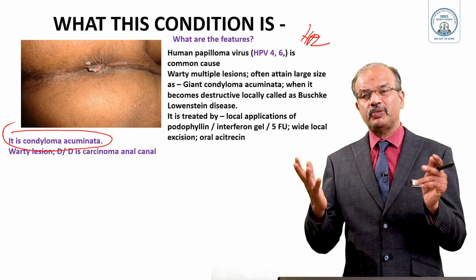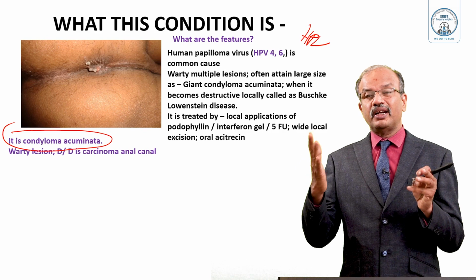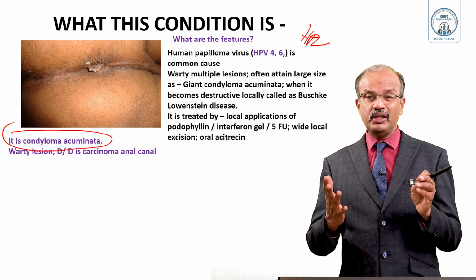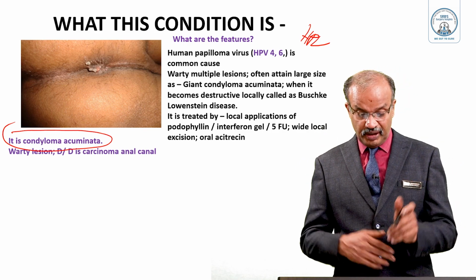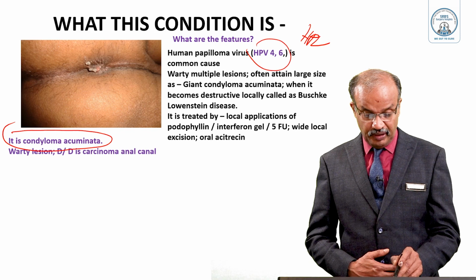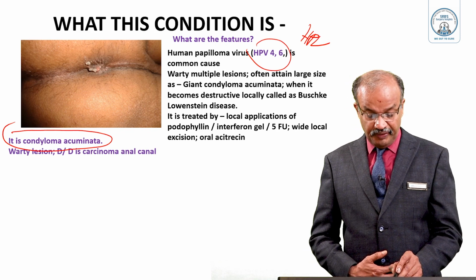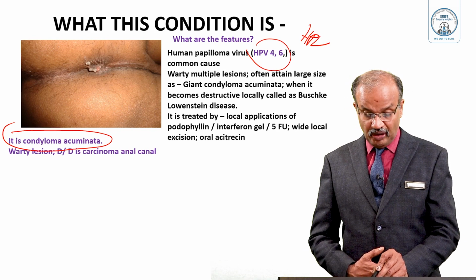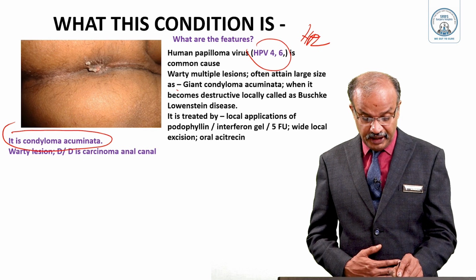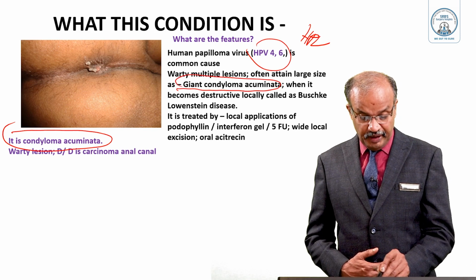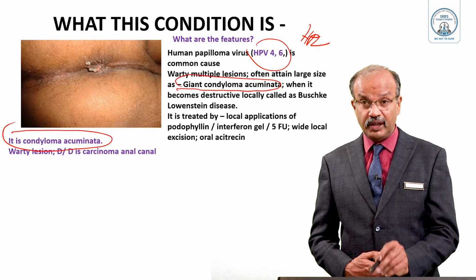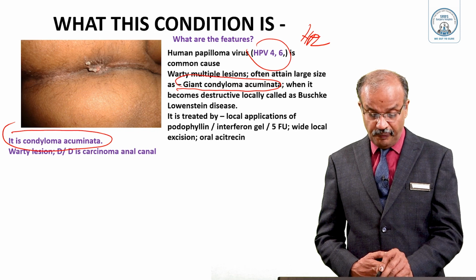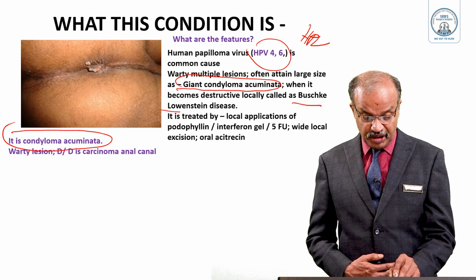We have got so many HPV types. HPV-16 is mainly associated with intraepithelial anal carcinoma, whereas here it is 4 and 6 for Condyloma acuminata. There are warty multiple lesions, often large in size, that is called giant Condyloma acuminata. When it becomes locally infiltrative or destructive, then it is called Buschke-Lowenstein disease.